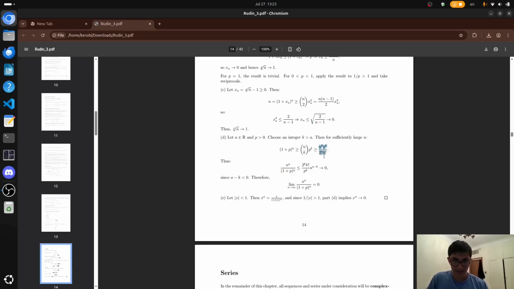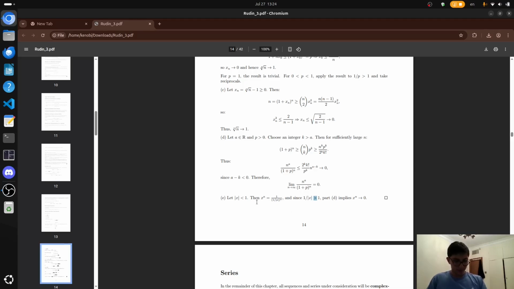So we get this. And now doing this, we get 2 to the k factorial over p to the k times n to the alpha minus k. And we know this goes to 0 since alpha minus k is less than 0, right? Because this is going to go to negative infinity, and n to the negative infinity is just 1 over n to the infinity, which is going to go to 0, and we're going to get that this is equal to 0.